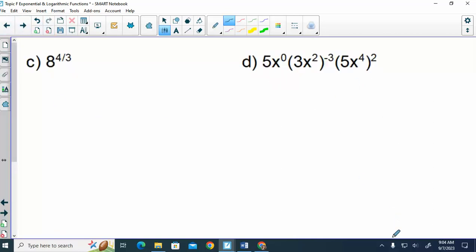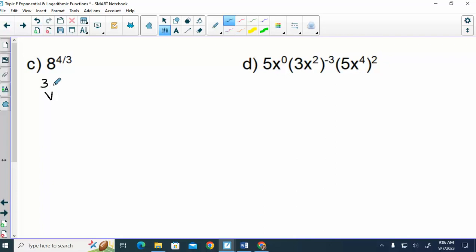Why don't you guys see if you can simplify those two? Let's see, this means the cube root of 8 to the 4th. You can do the 8 to the 4th first if you want. On a test, when you don't have a calculator, you might want to do the cube root first, just so you have smaller numbers. What is the cube root of 8? And then 2 to the 4th? 16.